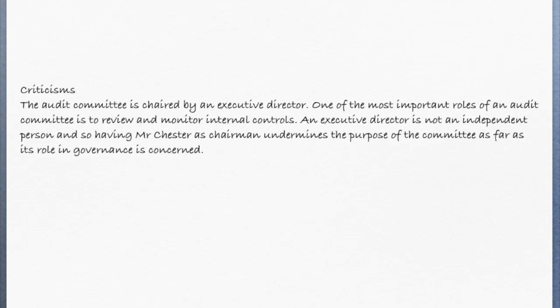So the audit committee here we can see is chaired by an executive director. One of the most important roles of an audit committee is to review and monitor internal controls. So that's the link between the audit committee and internal controls that we're looking at in this lecture. An executive director is not an independent person, and so having Mr. Chester as the chairman undermines the purpose of the committee as far as its role in governance is concerned. So the audit committee that will be there to oversee our internal controls should have a non-executive as its chairman. In fact, it should be all non-executive members on the audit committee.